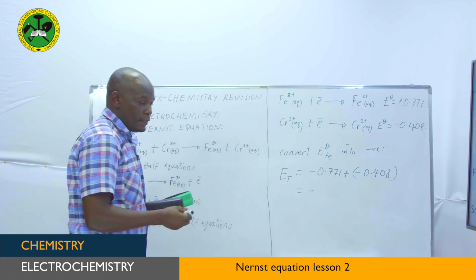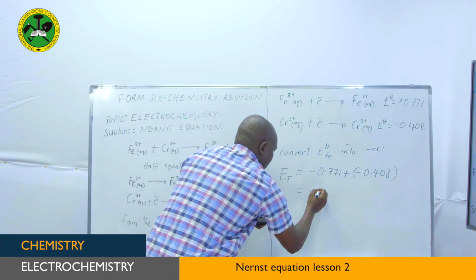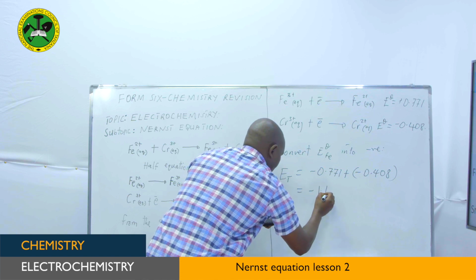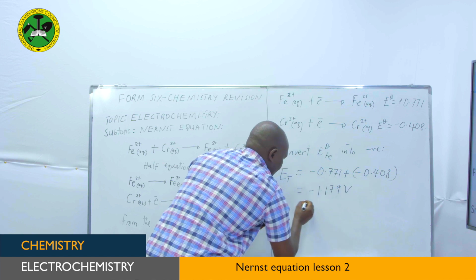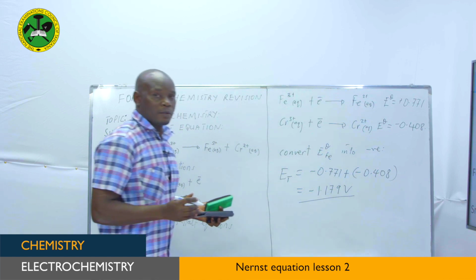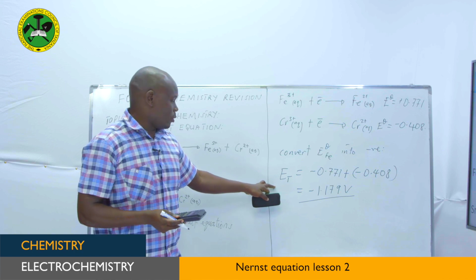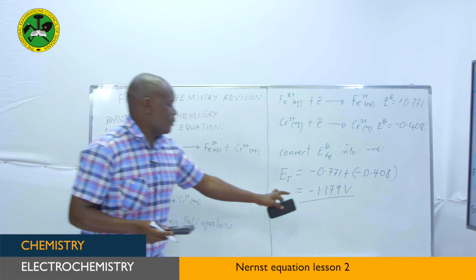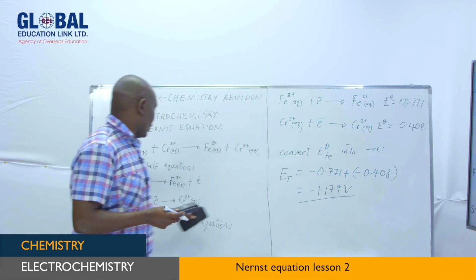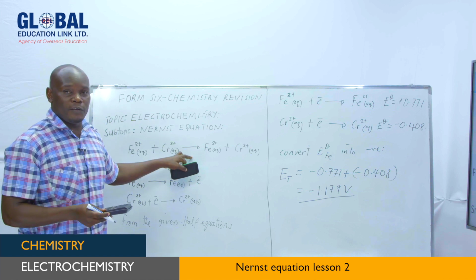Now our answer here is negative 1.179 voltage. So now that is the E total of our equation. If you remember, I told you at the beginning that here you can now judge if our reaction will be feasible or will not be feasible.